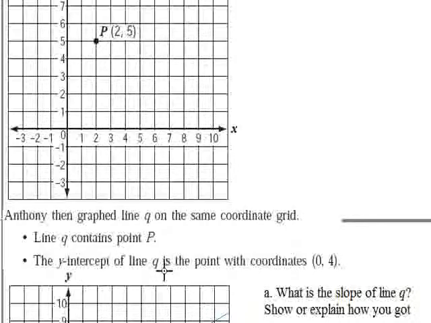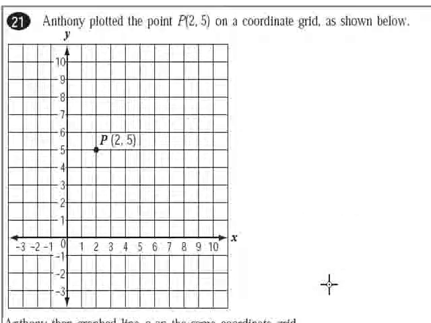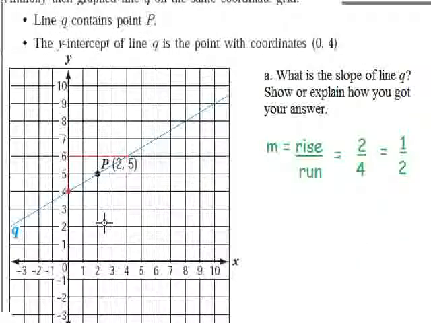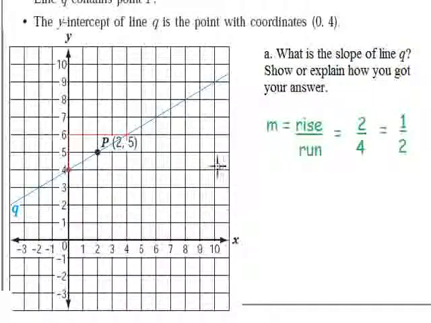The y-intercept of line Q is the point with the coordinate (0, 4). So there's going to be a line going through (2, 5), and it's going to go through the point (0, 4). So there's a line going kind of this way. And I've already plotted it in this little graph. If you can see, it goes through the point (0, 4) and contains the point (2, 5). So your line looks something like that.